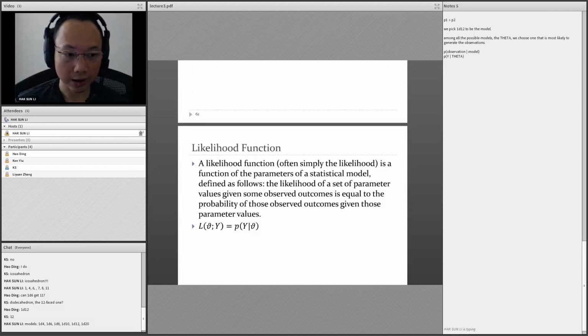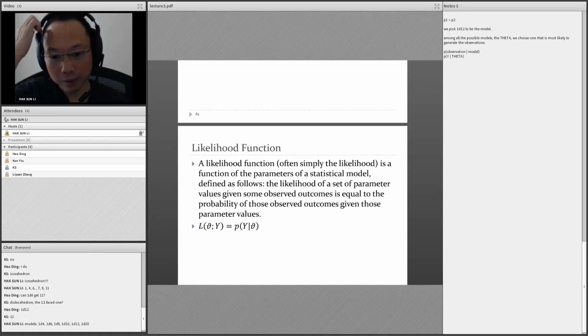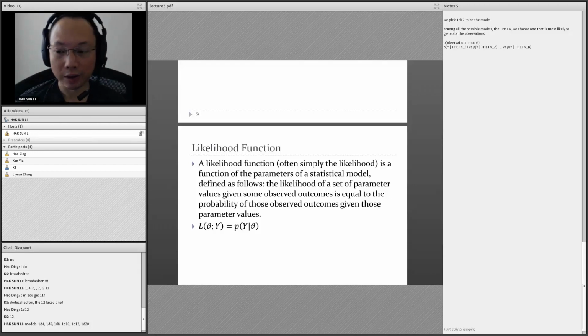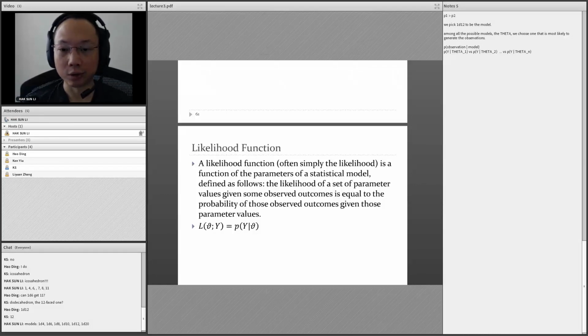So P(y | theta). But when we have multiple theta to choose from, we have this versus this, versus this. Let's say we have n models to choose from, so we compute these n observation probabilities. We pick the model that's most likely to generate the observations, just like in the dice case, where we pick the dice that will most likely generate these observations. Okay.